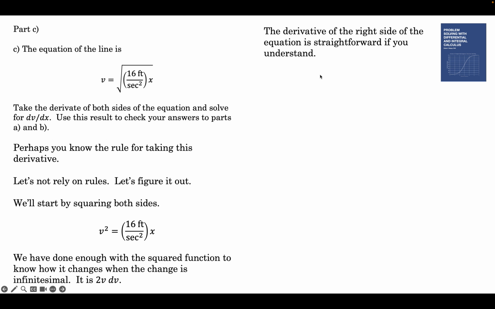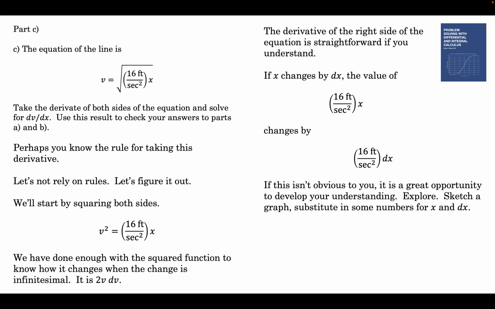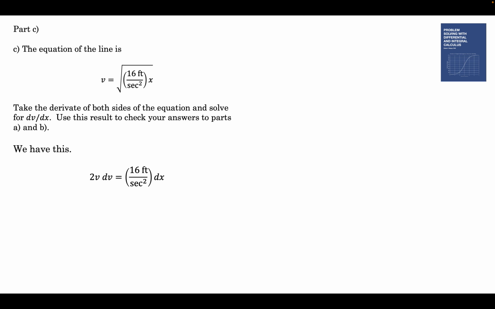We've done this in chapter 1 and chapter 2, so we can just write it down. The right-hand side is straightforward. You have a constant times x. I want to know how much this changes when I change x by dx. And it's simply 16 feet per second squared dx. If it's not obvious, draw a graph, explore, figure it out, say, now I see how this works. That's the goal. We want you to understand how it works. So there's the derivative of both sides of the equation. Let's repeat it here. Now we want to get the slope, which is dv/dx.